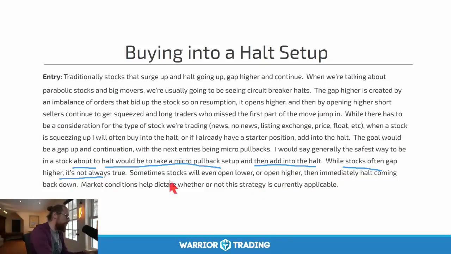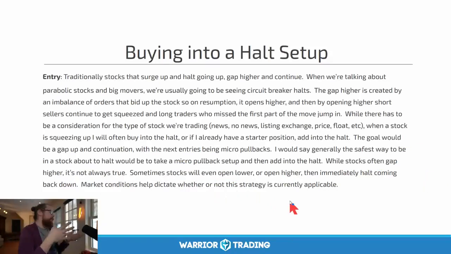While stocks often gap higher, that's not always true. Sometimes a stock will open lower, or open higher and then immediately halt, coming back down for a quick reversal. Market conditions help dictate whether or not this strategy is currently applicable. So market conditions right now, including huge numbers of newer traders in the market, are creating a little bit of erratic trading behavior. That's making trading during halts a little tricky, because I think the previous common knowledge among active traders that halts going up open higher is not common knowledge among new traders. So they're not respecting that philosophy.